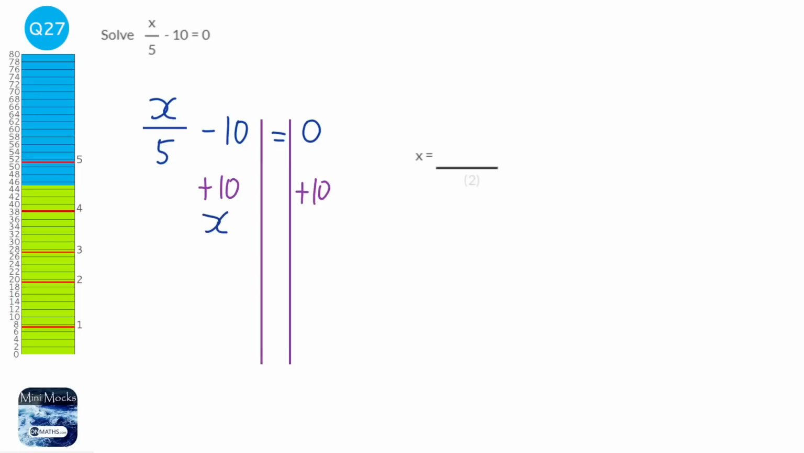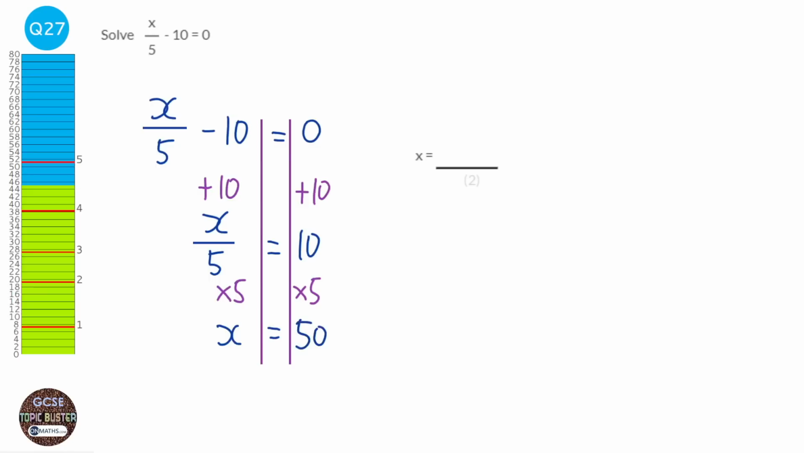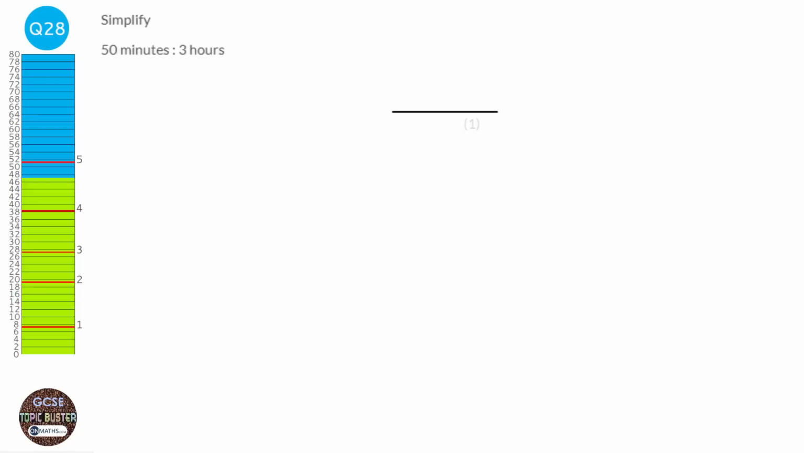That will leave the x over 5 on the left hand side, and 0 plus 10 is 10. So we want to get rid of this over 5, but what does over 5 mean? Well, it means divided by 5. So the opposite, the inverse of divided by 5 is times 5. So I'm going to do that to both sides. So we're left with x on the left hand side, 10 times 5 is 50. So x equals 50.